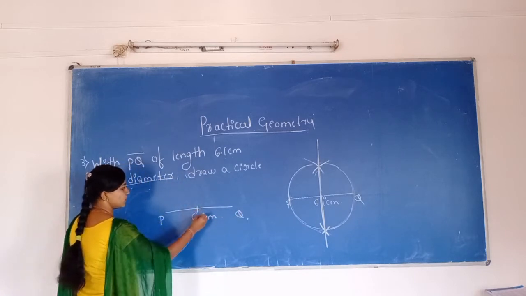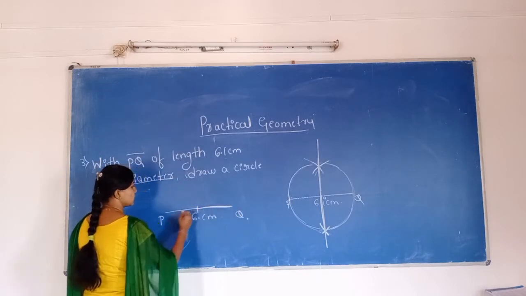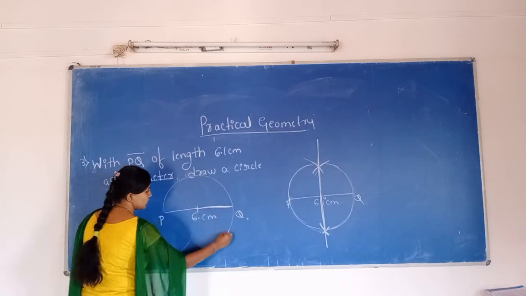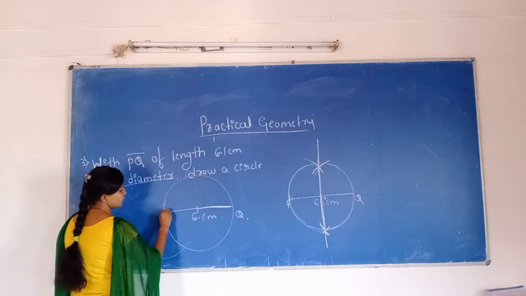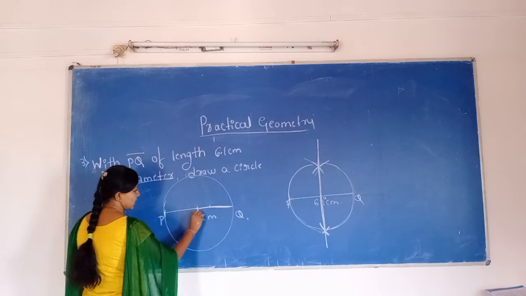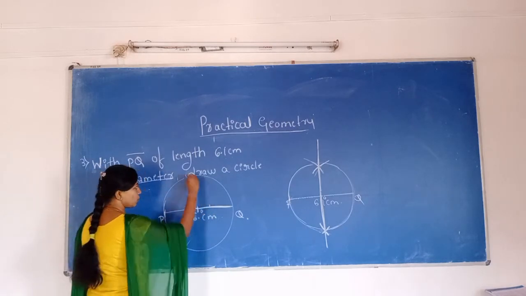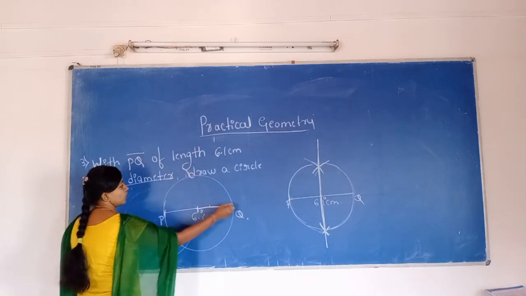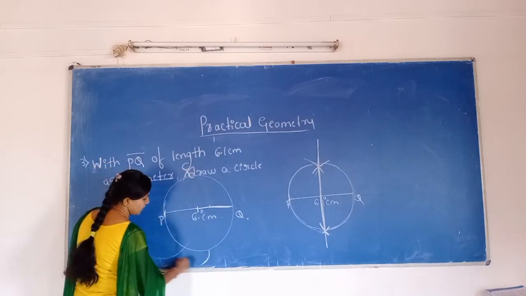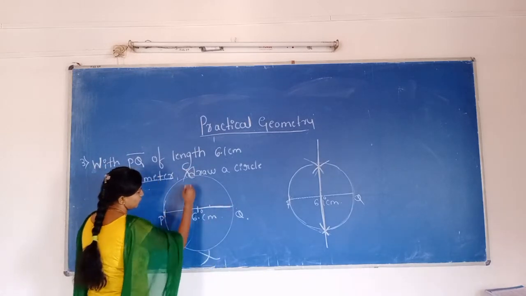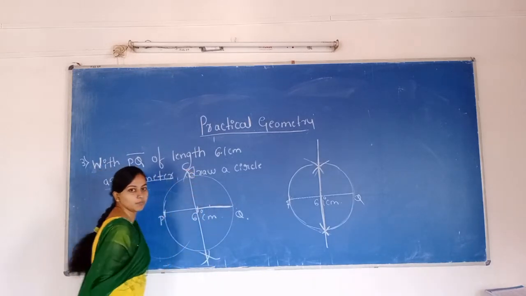Now 6.1 centimeter means the radius comes. So a radius is there, we have to draw the circle. Afterwards you have to take more than half, from the center point, and from P side, next Q side, again P side, next Q side, and join. Okay, is it clear?